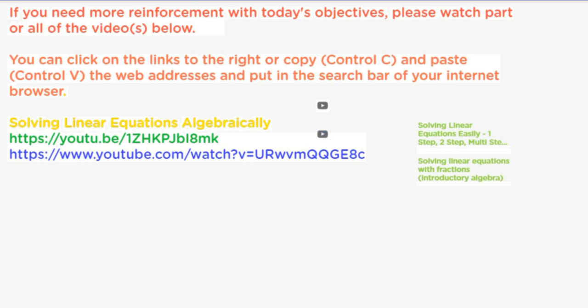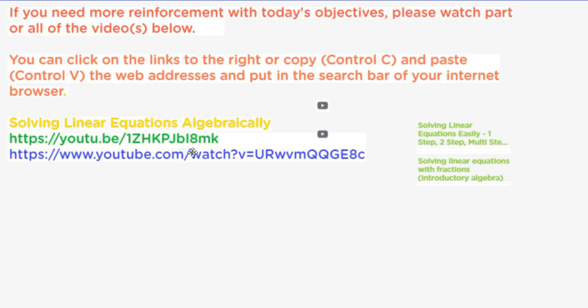So at this point, we're going to have you do the practice problems following that slide on your own. If you do need additional reinforcement, you do have on the last slide some more video links helping you solving equations algebraically. Remember, you have the links for the calculators on your slide 1.